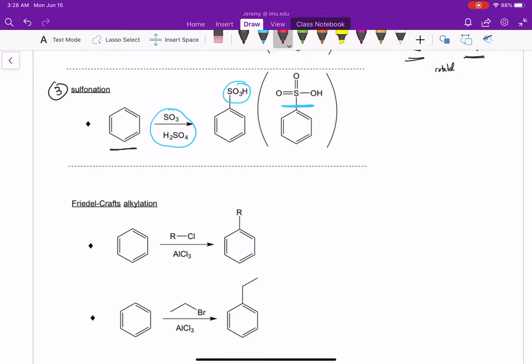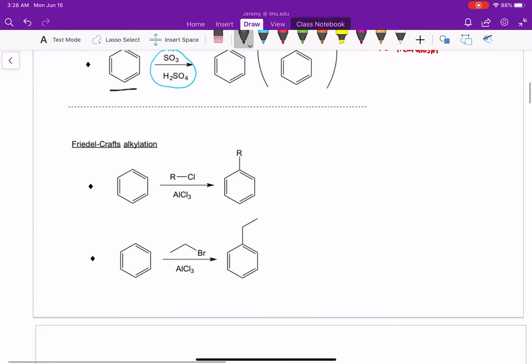And for this reaction, there won't be a separate video. I'm not going to ask you the mechanism for this, so we won't go over it. But it is important that we know this reaction. We do have to know the reaction.